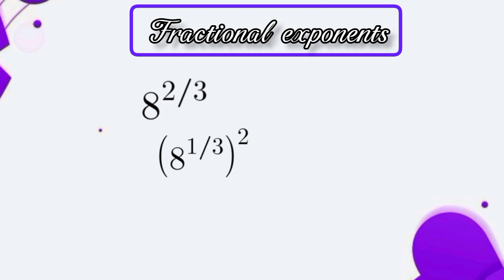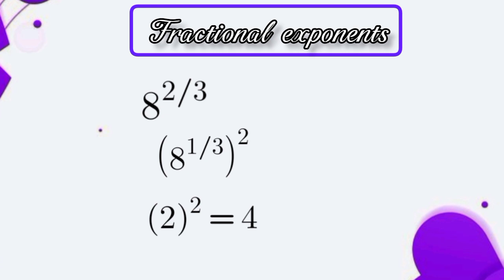So 8 to the power 1 over 3 is like finding the cube root of 8, which is a number that can multiply itself 3 times to give 8. The number is equal to 2, because 2 multiplied by 2 multiplied by 2 is equal to 8. So we have 2 raised to the power of 2. So 2 raised to the power of 2 is simply equal to 4. So our answer for 8 raised to the power 2/3 is equal to 4.